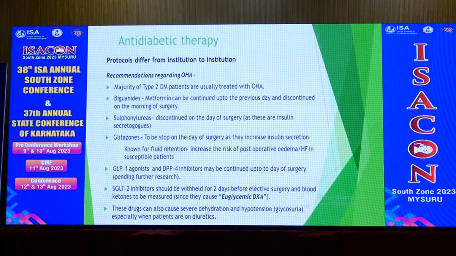Coming to sulfonylureas, we know that they are insulin secretagogues, so it is better they are discontinued on the day of surgery. Glitazones are better stopped because they have a similar effect on insulin secretion. One problem with glitazones is that they are known to produce fluid retention. So one has to be careful wherever you are expecting susceptible patients with heart disease, as it can lead to fluid retention or edema and worsen the heart failure.